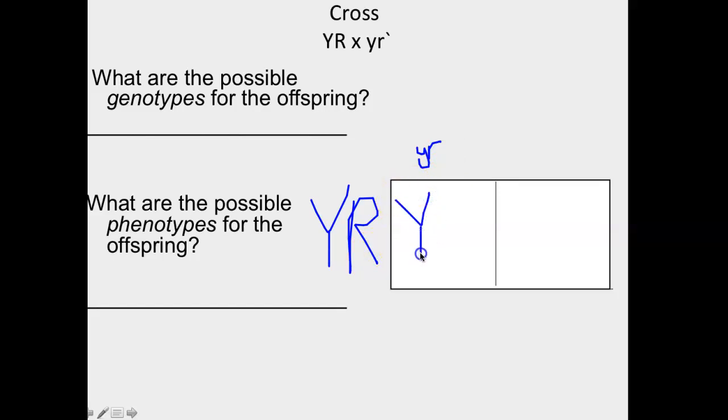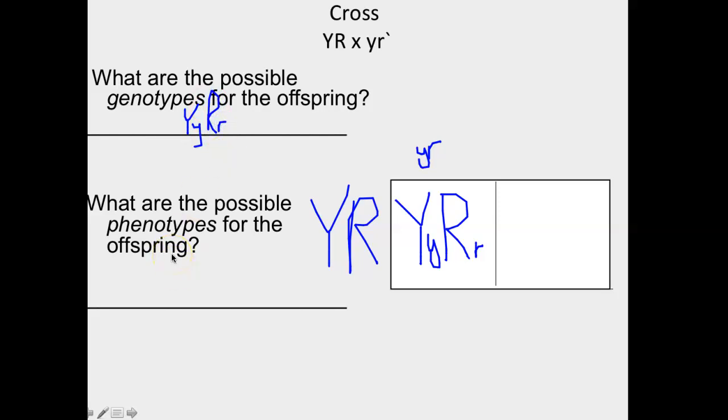But this time, we have 4 letters, right? So the big Y and little y, and the big R and little r. All right, so this is the only offspring possible if you have these 2 gametes. So what are the possible genotypes for the offspring? Well, heterozygous for both of our characters, right? Big Y, little y, big R, little r. That's our only possible genotype.